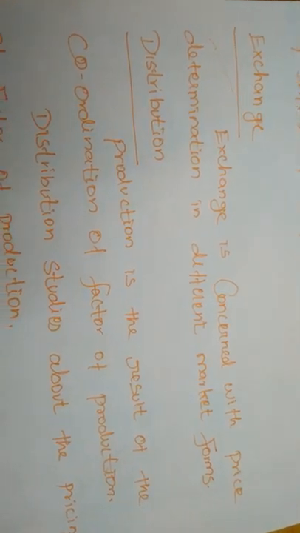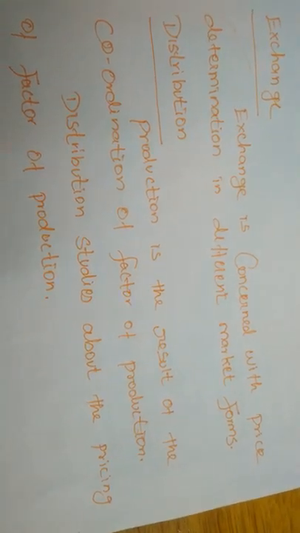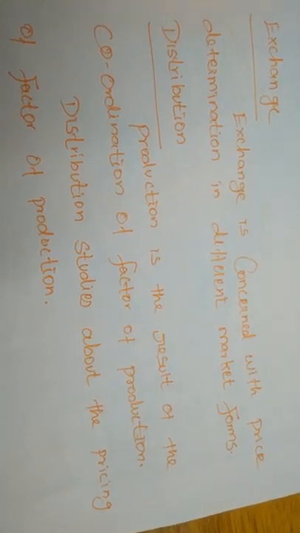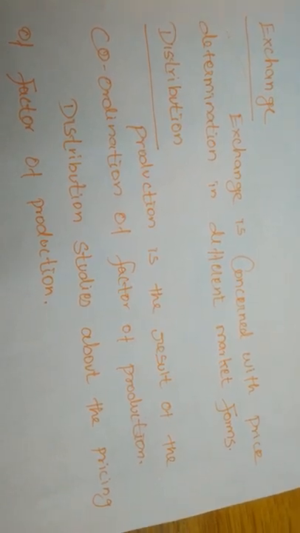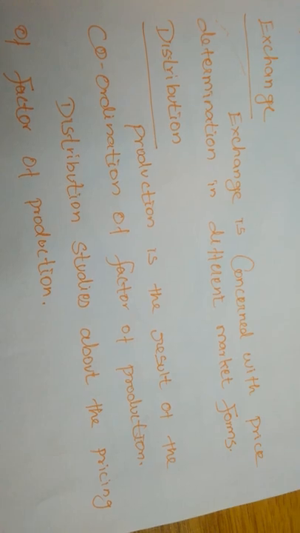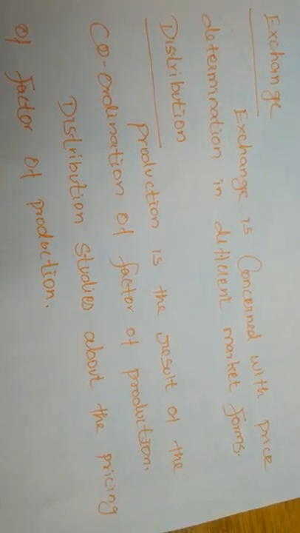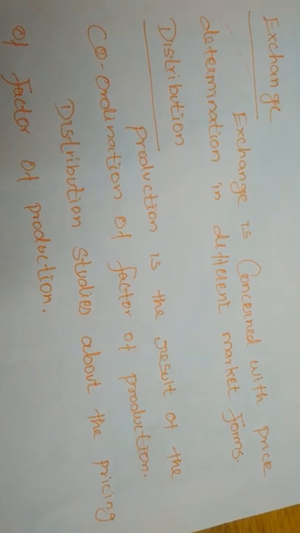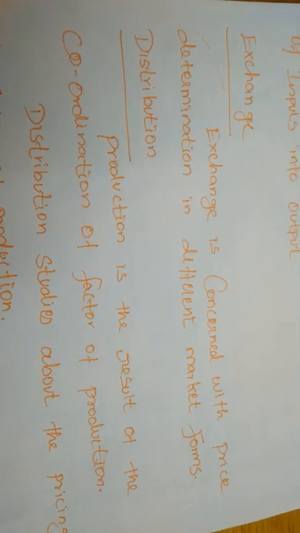On the basis of exchange, how much money is required to exchange the commodity from the place of the producer to the place of the consumers? If more money is required to exchange the goods from one place to another, the price will also be higher. Like that, the price is also determined in the different market forms.